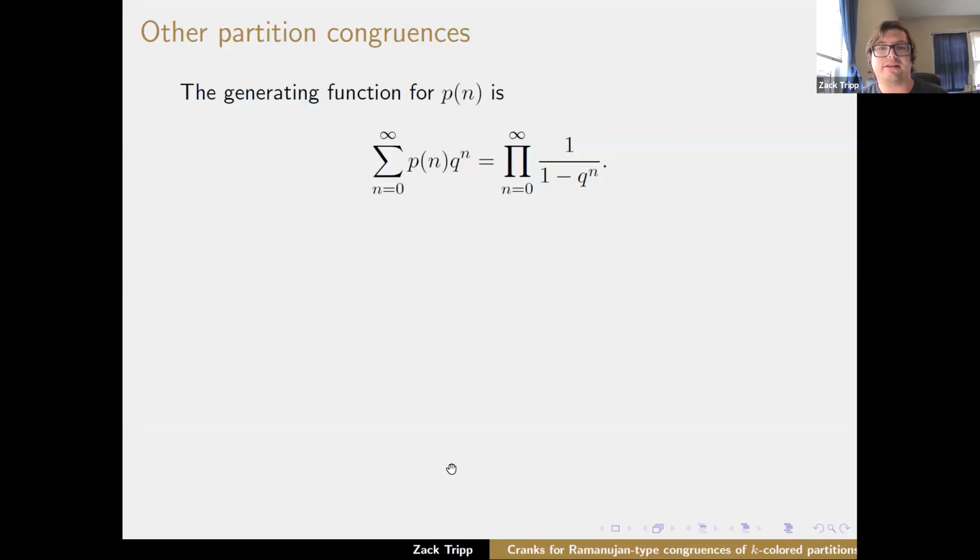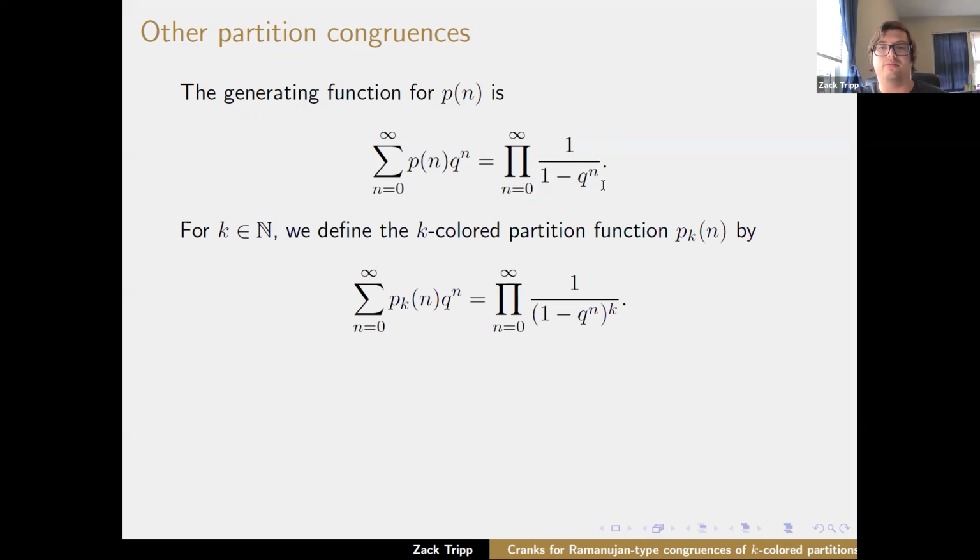Okay, so let's talk about what the other partition congruences we want to talk about are. First of all, I haven't told you this yet, but if you look at the partition generating function, it turns out that's just the product of 1 over 1 minus q to the n. The numbers we're going to be interested in are obtained by taking the kth power of this product and then looking at what the Q-series coefficients are now.